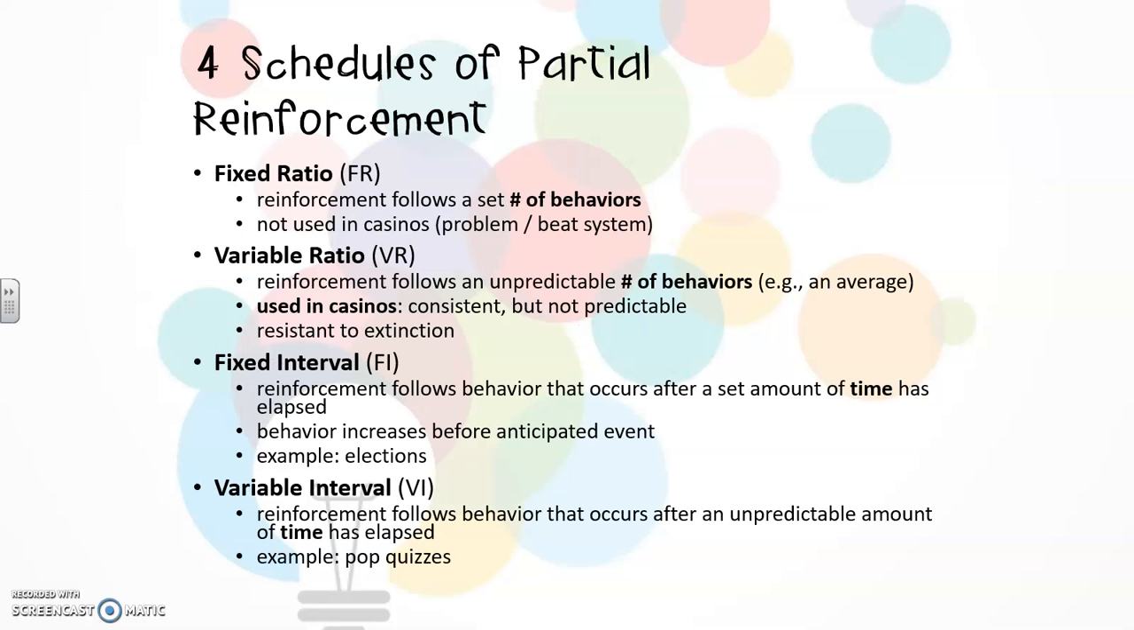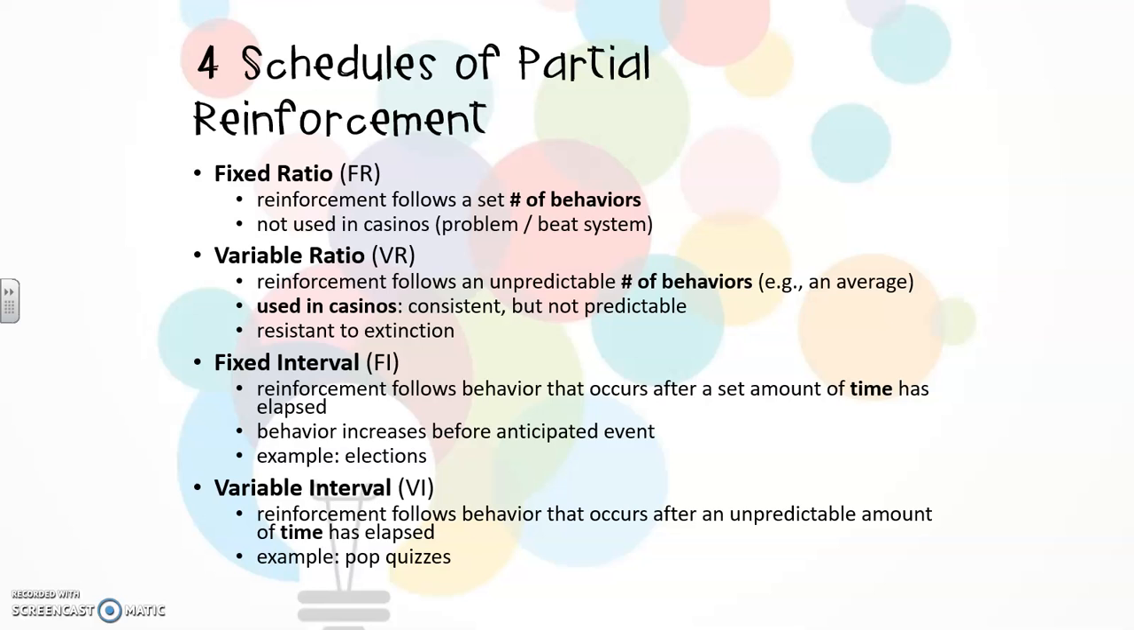And here are our examples. So first you have fixed ratio. You could see this abbreviated as FR. The fixed ratio allows reinforcement to follow a certain set of behaviors, such as after every 10th good behavior or every 10 coffees, you get 1 for free.